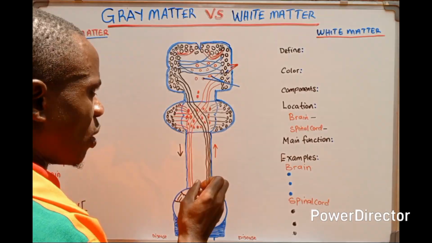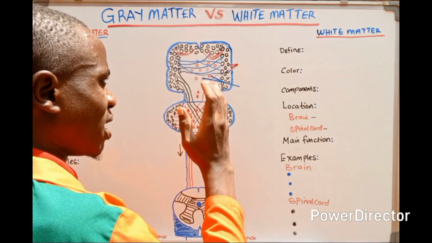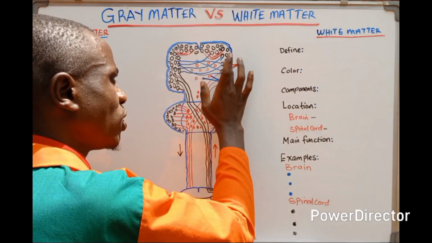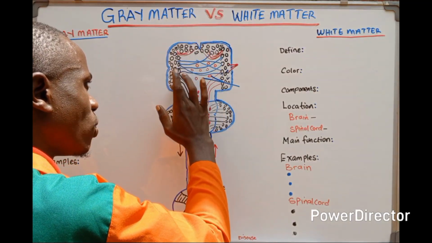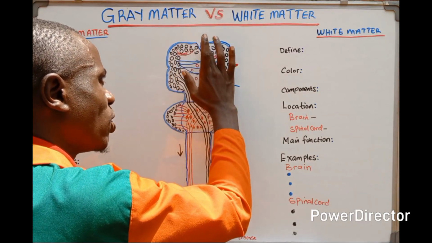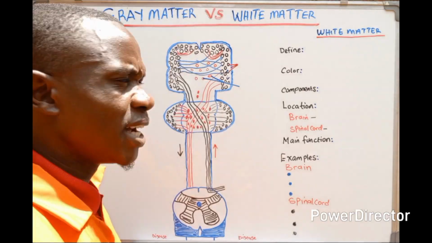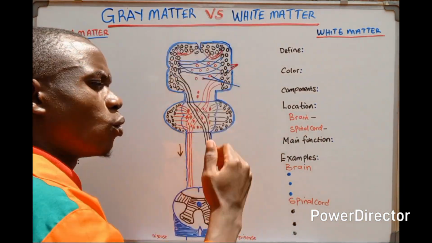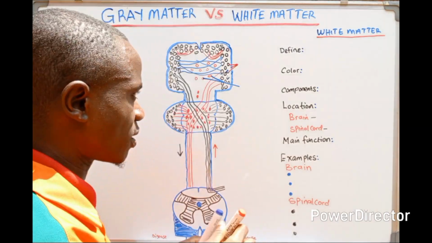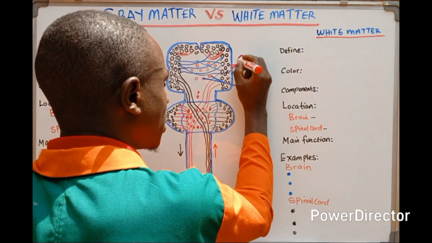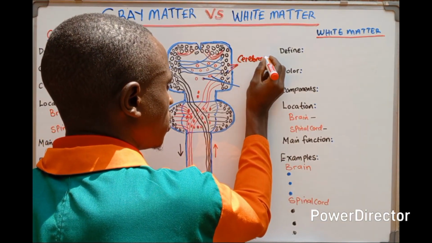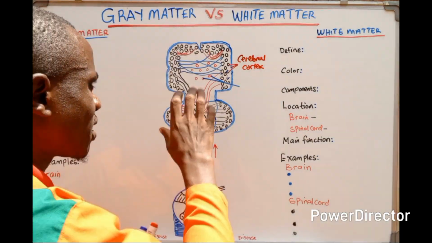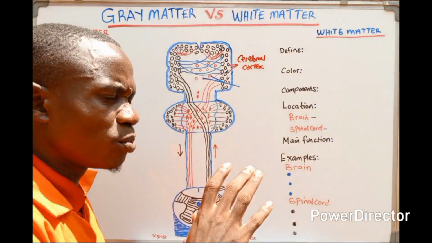Now when we talk of the gray matter in the cerebrum, we have this kind of gray matter which is going to be located on the periphery. These neuron cell bodies are going to be residing on the periphery. That kind of gray matter which is coating the cerebrum, we simply call it the cerebral cortex.